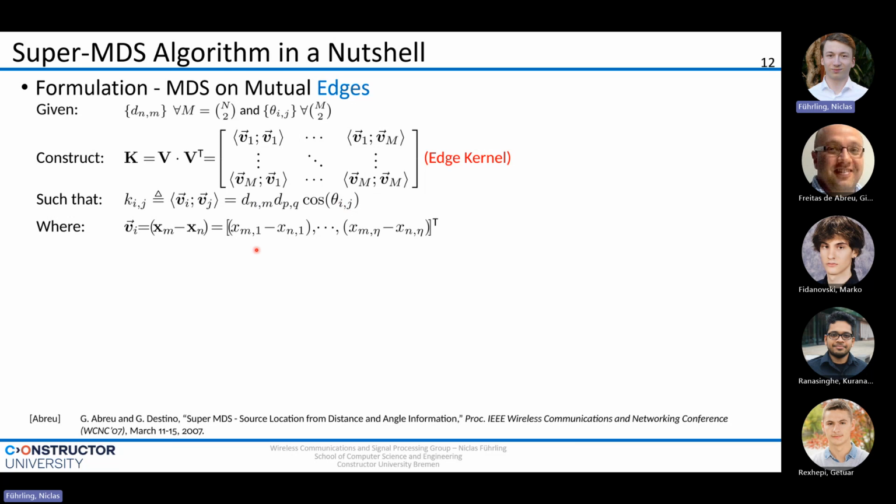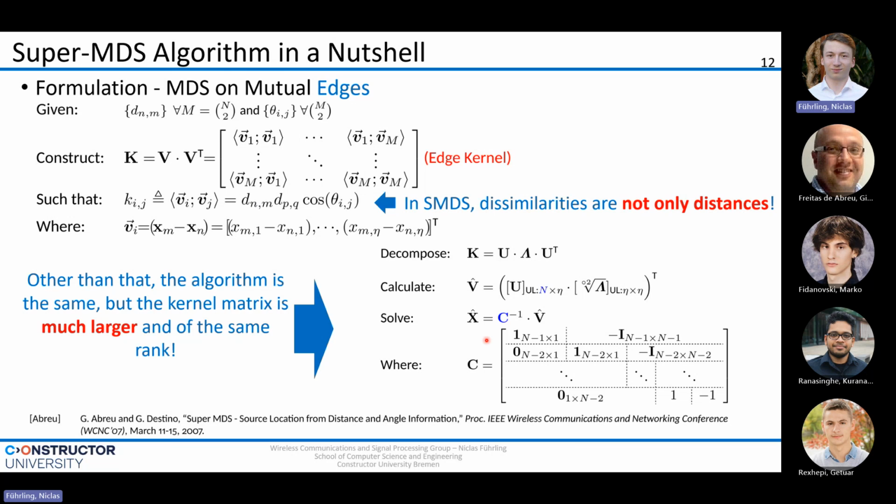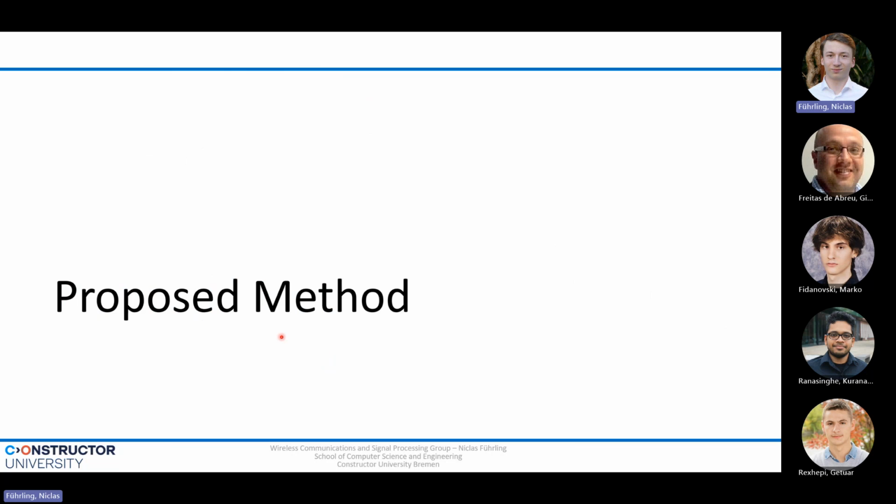And then you can do the same thing when you found your kernel. You can decompose it, you can calculate the V, and then you can solve it for X. Other than that, the algorithm is exactly the same, but the only difference is that the kernel is much larger because you have not only the distances, but all these vertices now, but they are of the same rank.